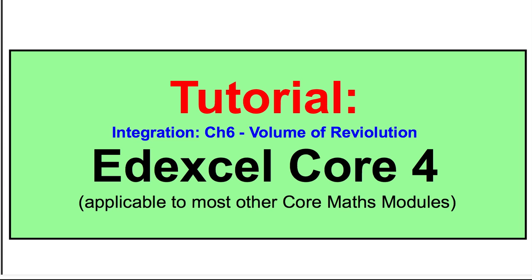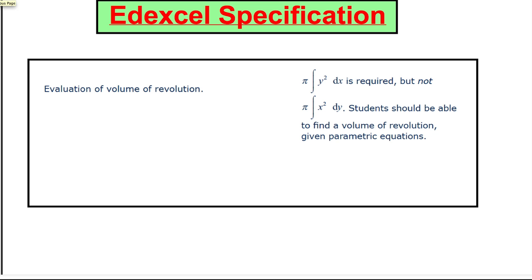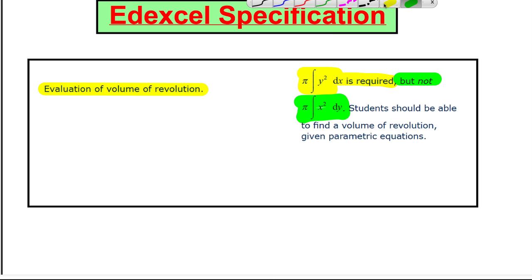So, we're dealing with chapter 6, the volume of revolution, in the Edexcel Core 4 syllabus, but it should be applicable to most other core maths modules. Just taking a look specifically at what we need. We need to be able to evaluate the volume of revolution. The formula pi y squared dx is required, but not pi x squared dy, so we can ignore that. But students should be able to find the volume of revolution given parametric equations. So we're going to cover both of these in this video.